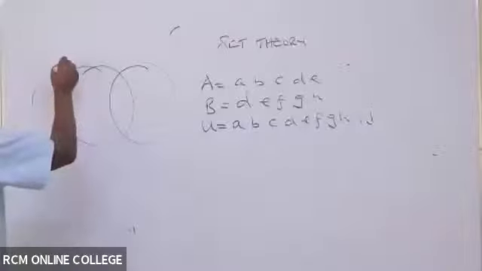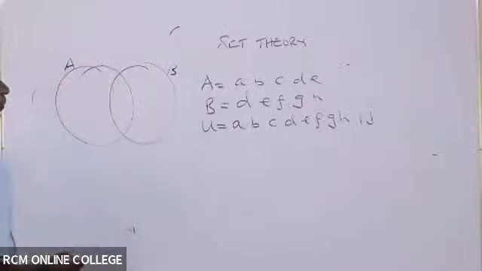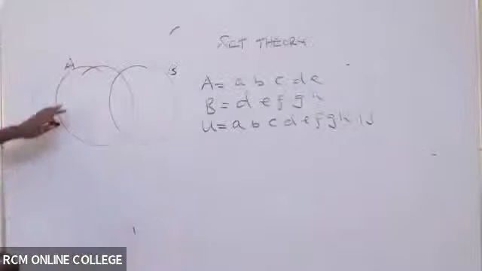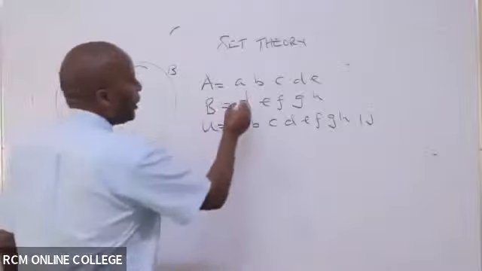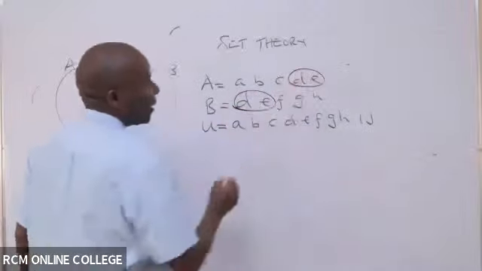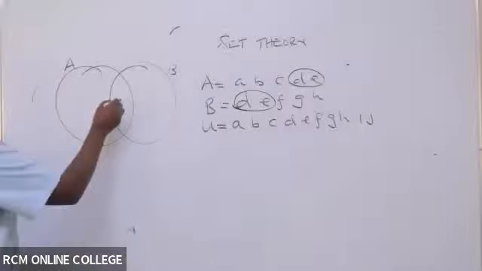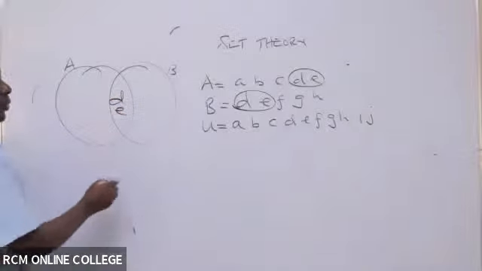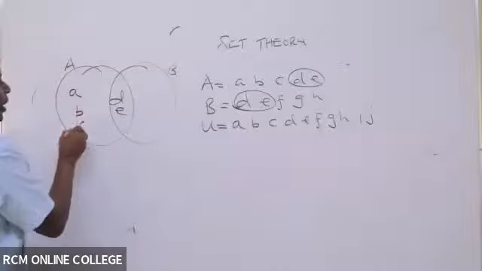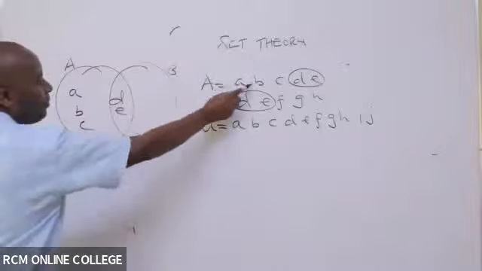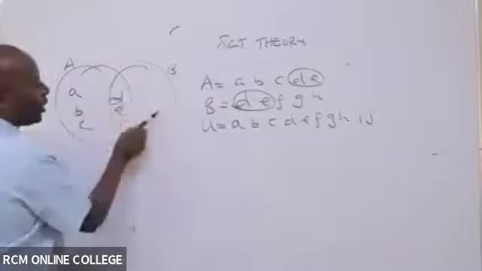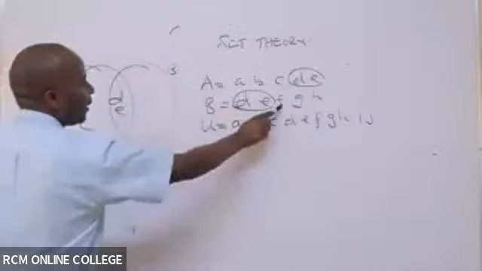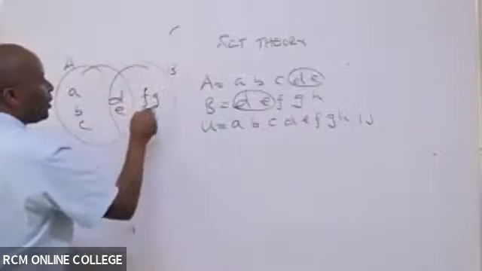So in this case, this is A and this is B. Inside here, I will write members of A only. You see D and E. These are shared. So D and E are here. But for A only, we have A, B, C. And then B only, you can see this area. For B only, we have F, G, H.